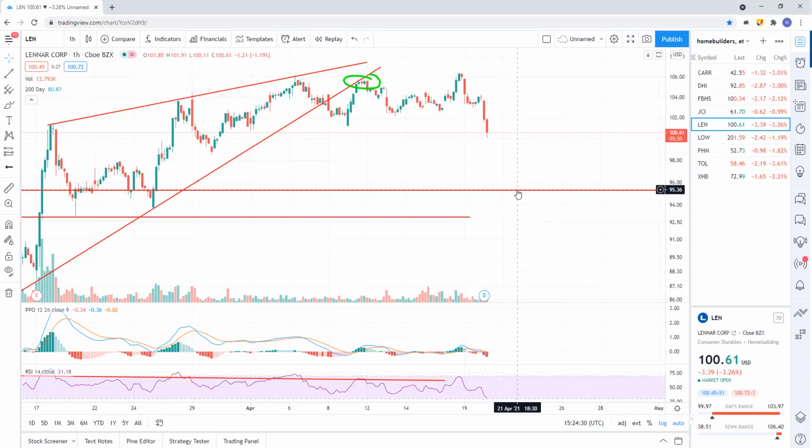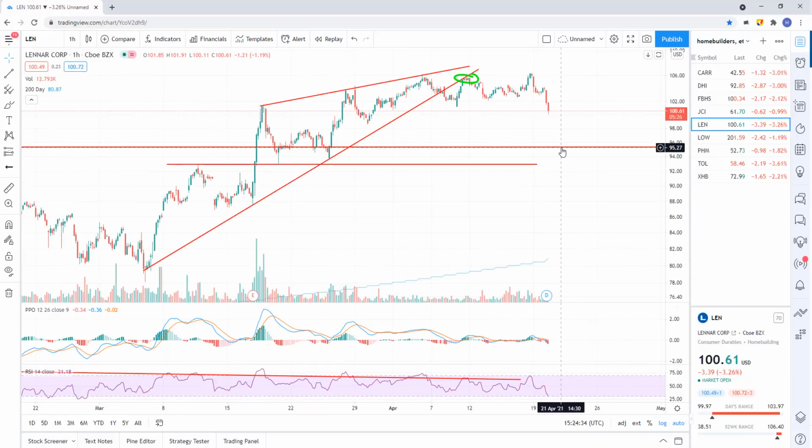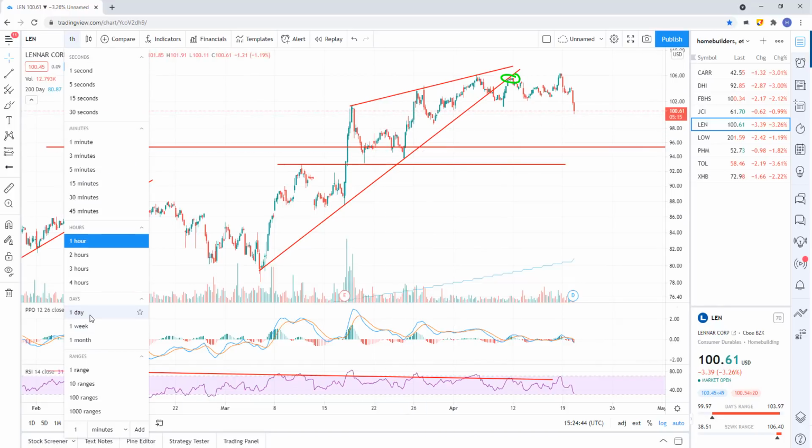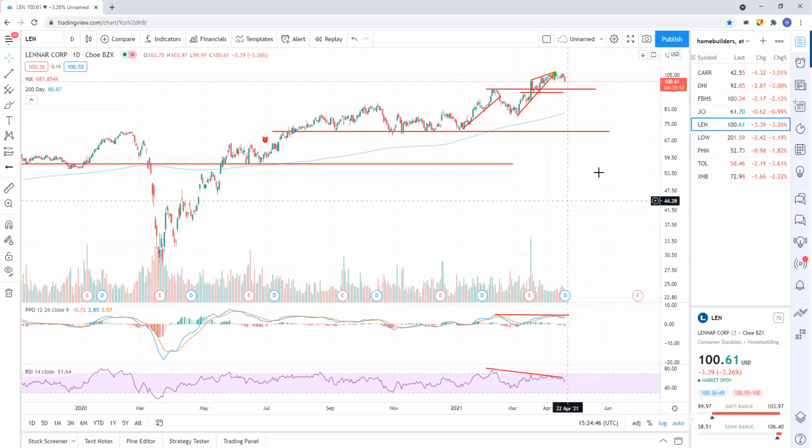So I'm looking at Lennar coming down to about this 95 area for the next level of support. From where we're at now, that's a drop of another 5%. Not a huge trade. Again, this pattern's on the hourly chart, and when you have a pattern on the hourly chart, it usually doesn't play out for as big of a move. But I think we'll get some support or a bounce there.